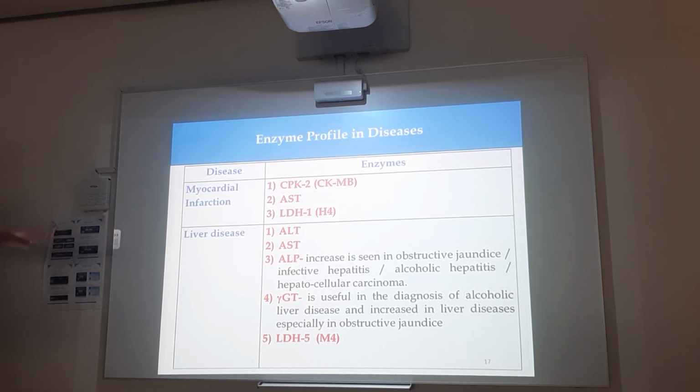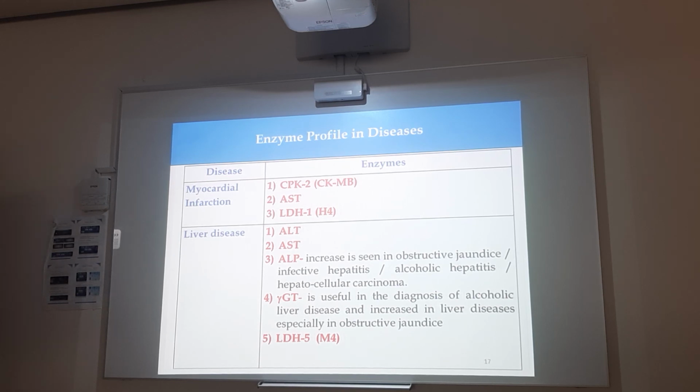Example, myocardial infarction. You have CPK2. Notice here, we just added 2, or CKMB. What's the difference? Just wait a couple of minutes, we'll explain that. You have AST, LDH1 isoenzyme. But also, if you're going to diagnose a heart attack, you don't rely on these enzymes. These are actually part of the old school, except the CKMB. So what do you rely on?